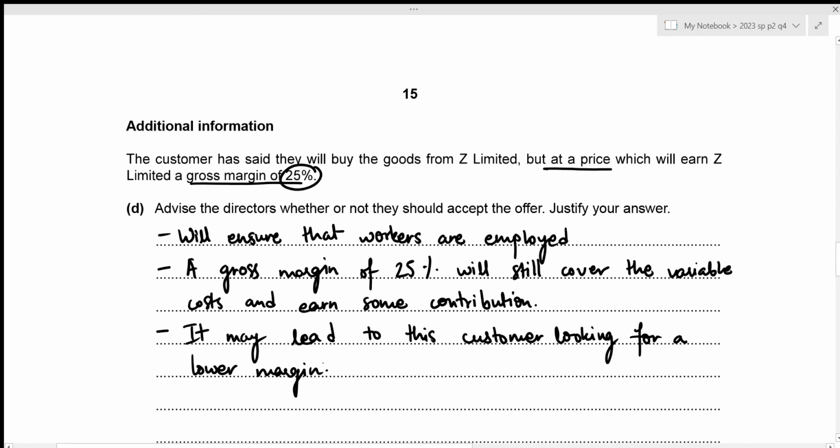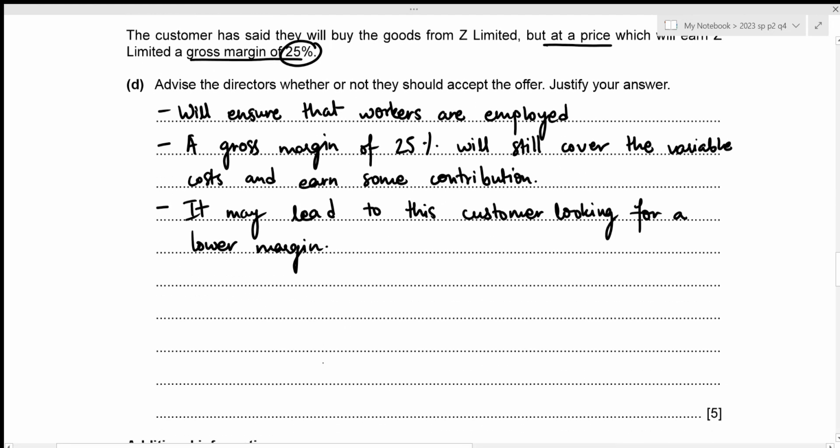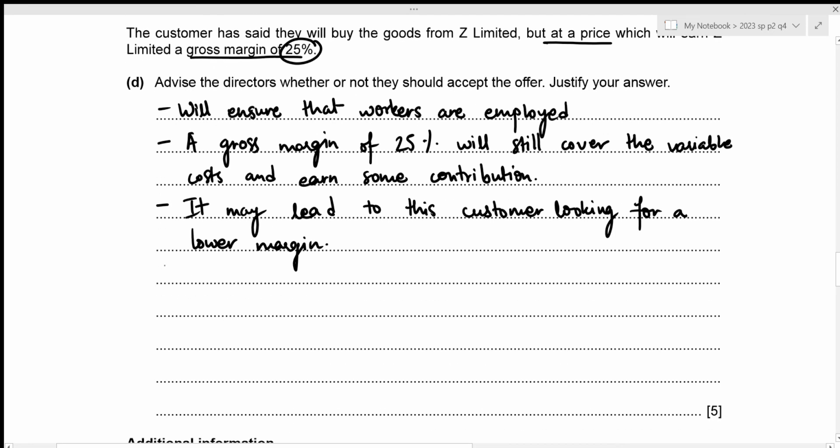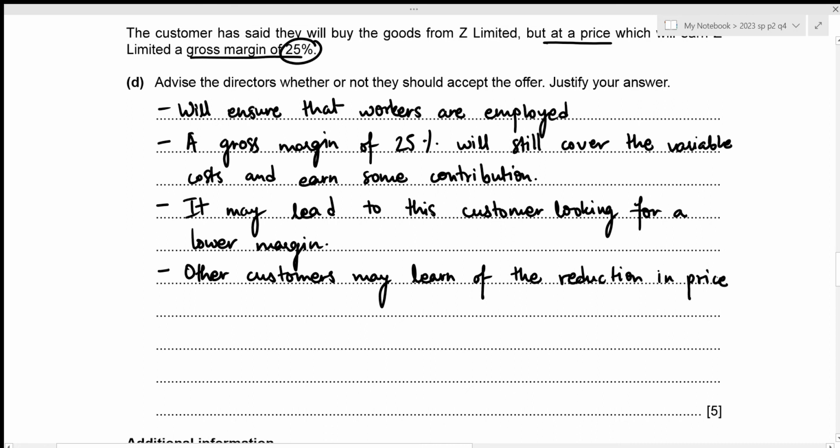And again, like I said before, other customers may learn of the reduction in price and ask for their prices to be reduced as well. So that could also act as a disadvantage. Let's write it down. Other customers may learn of the reduction in price and all ask for their prices to be reduced.